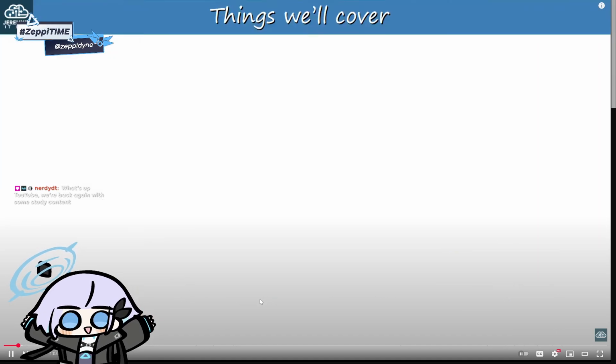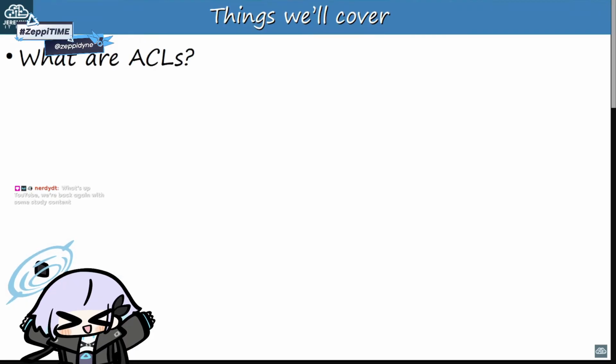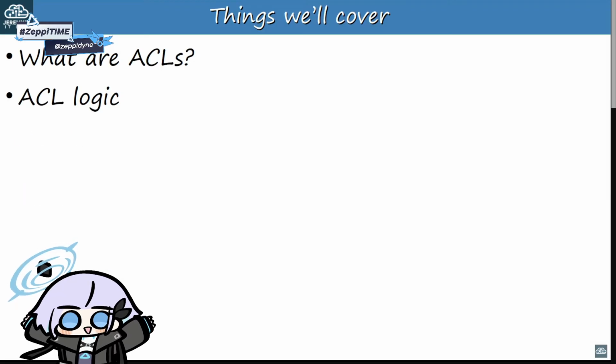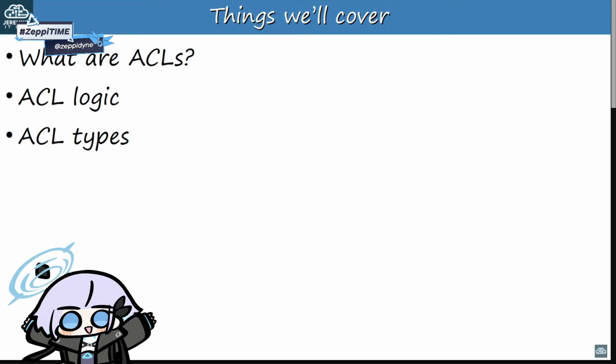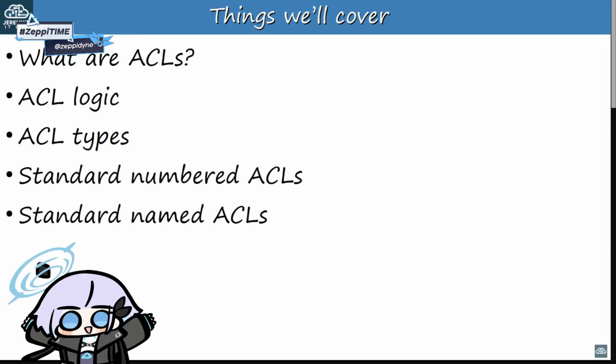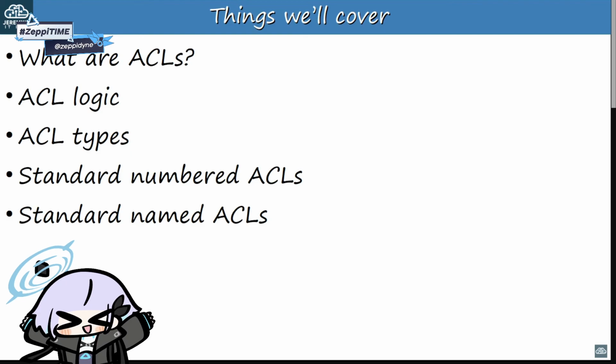Here's what we'll cover in today's video. First, what are ACLs? I'll introduce their basic purpose. I'll talk about ACL logic, how they are actually processed by the router. I'll introduce the basic types of ACLs on Cisco routers. After that, I'll show you how to configure two kinds of ACLs, standard numbered ACLs and standard named ACLs.